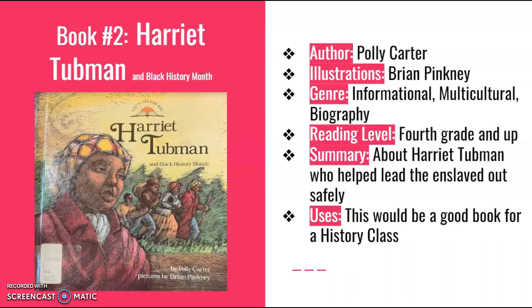And then for my second book, I have Harriet Tubman and Black History Month. The author is Polly Carter. The illustrations are by Brian Pinkney. The genre is informational, multicultural, and biography. The reading level is fourth grade and up. The summary is that this is about Harriet Tubman, and she helped lead the enslaved out safely. It's a really inspiring book about how she was so brave to help these enslaved. The use of this would be a good book for a history class.